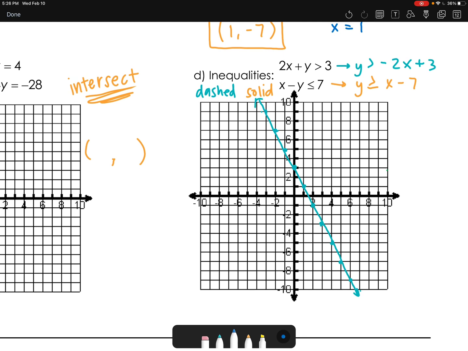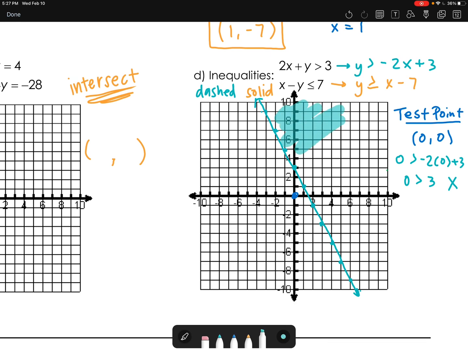And now I want to think about where I am shading. So this is where I want to choose my test point. And you guys probably remember, I love using 0, 0 because it's so simple. You can choose any point you want as long as it's not on the line, okay? So I'm using my blue equation here, and I have 0 is greater than negative 2 times 0 plus 3. 0 is greater than 3. That is not a true statement. And so my test point was 0, 0. Since that statement is not true, I'm going to shade on the opposite side of the line, right here. Okay? Now let's do our orange line.